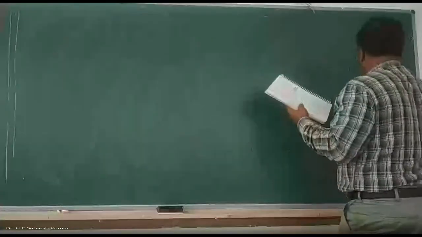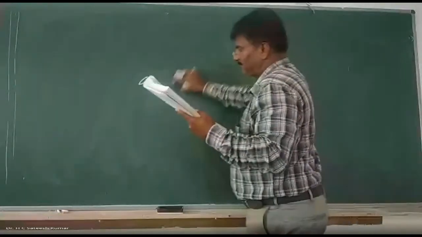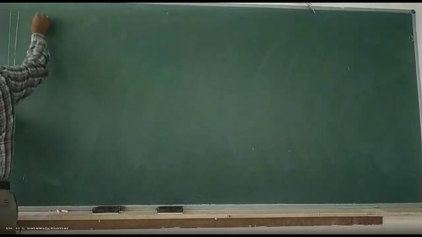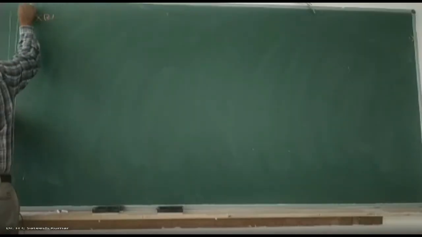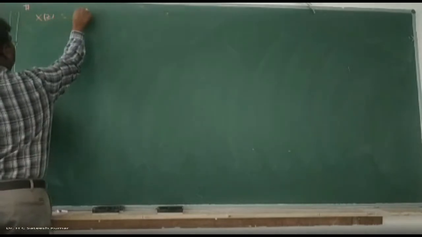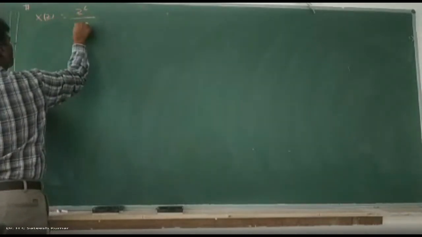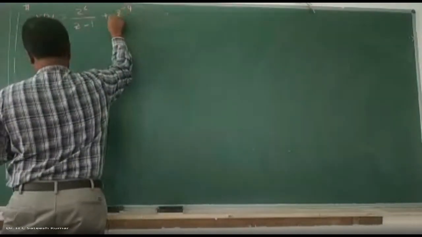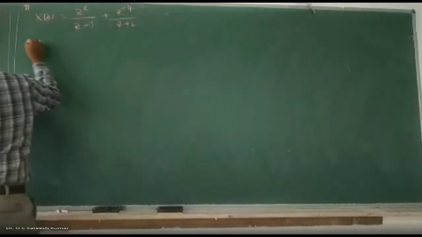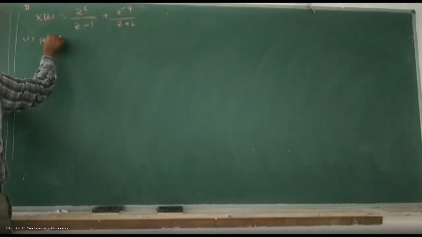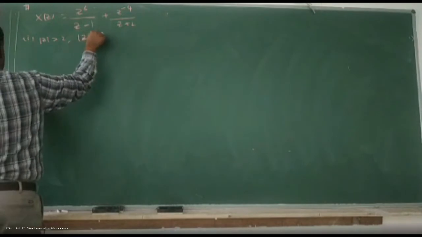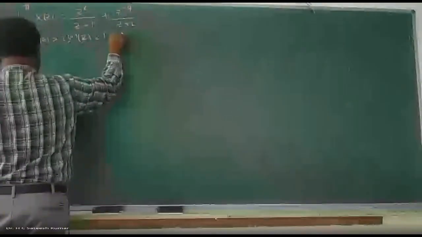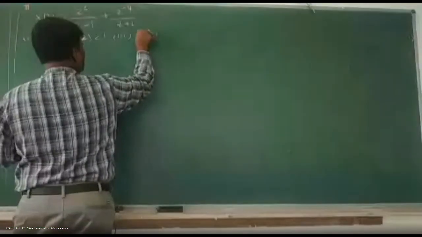Here, this is inverse Z transformation using property. So how to do this? Find the inverse Z transformation of X of Z equal to Z to the power of 6 divided by Z minus 1, plus Z to the power of minus 4 divided by Z plus 2, with different ROCs: first, mod Z greater than 2; second, mod Z less than 1; third, mod Z lies between 1 and 2.